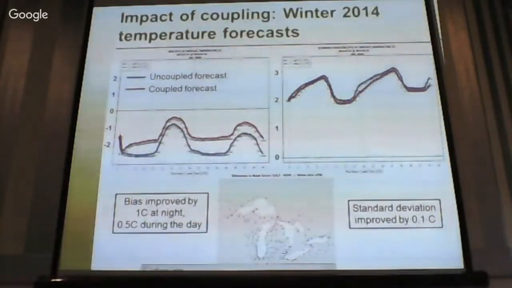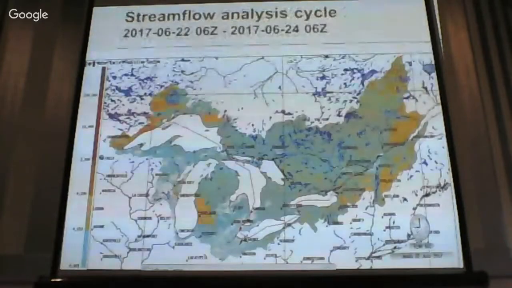And it translated into an improvement in the bias of about 1 degree Celsius at night and 0.5 degrees Celsius during the day in the temperature forecast, and a small improvement of about 0.1 degrees Celsius in standard deviation. So this is bias as a function of forecast time, and this is standard deviation as a function of forecast time in the 2-meter temperature.